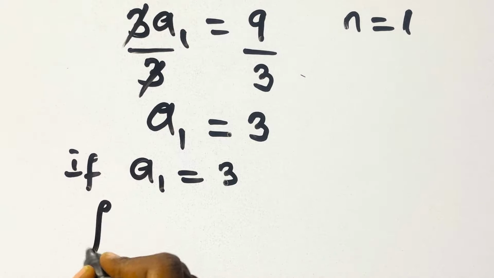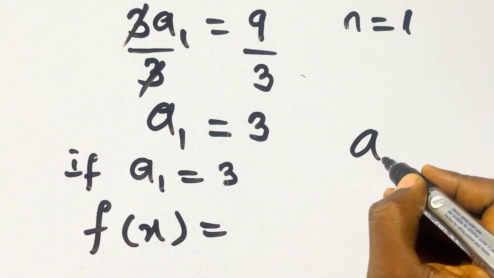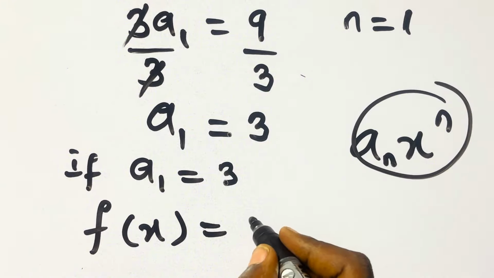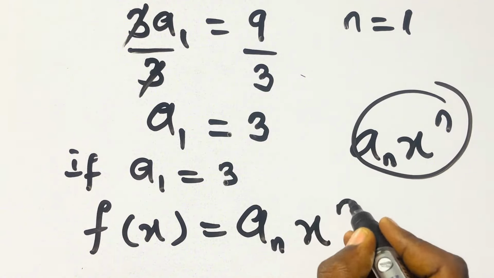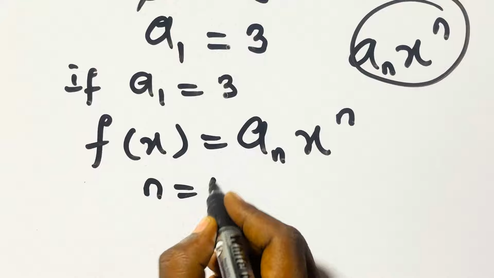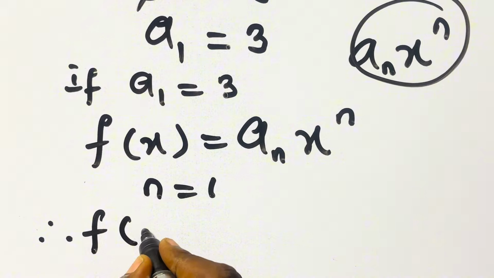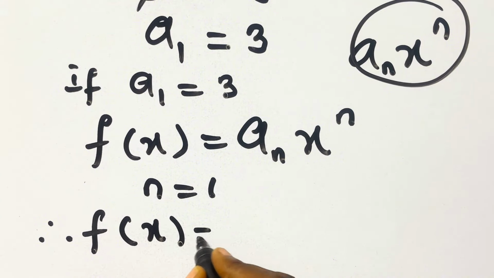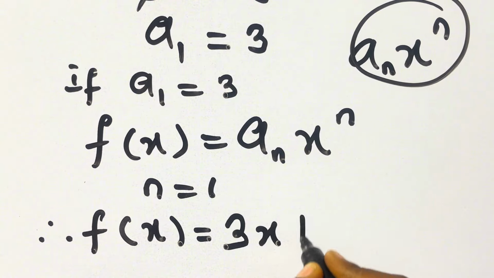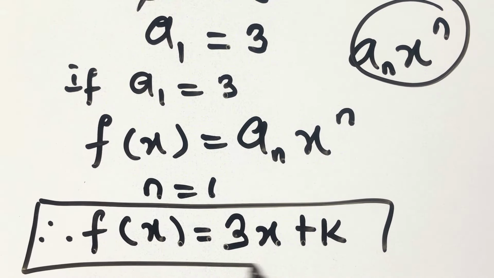So if a_1 equals 3, what will be our f(x)? Remember the general expression says a_n x raised to power n. We are only taking this one, and we let n be 1, so if you substitute, we are going to have f(x) equals 3, that is our a, then we have x, and we have a constant here. Guys, this is our final solution.